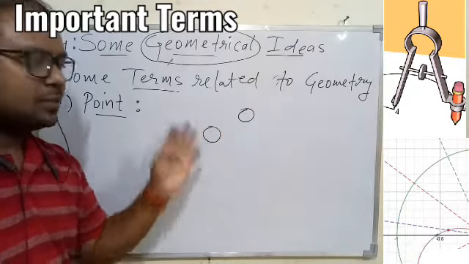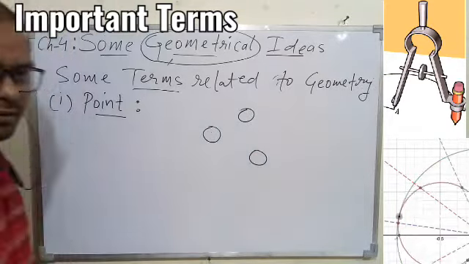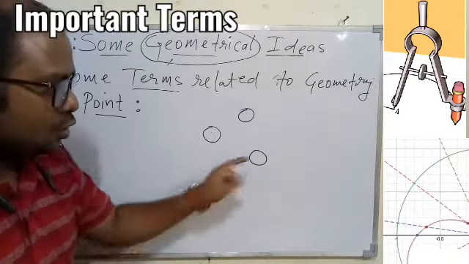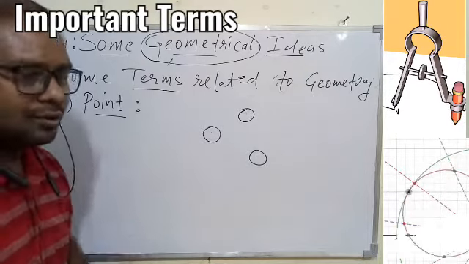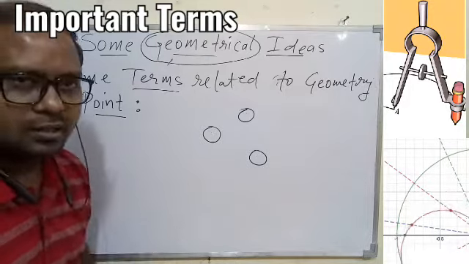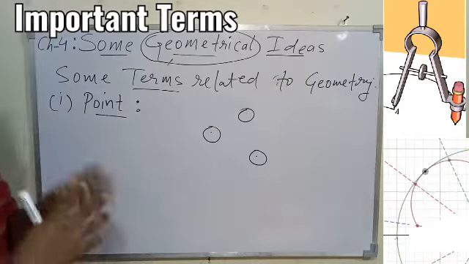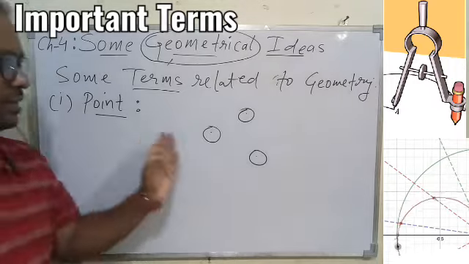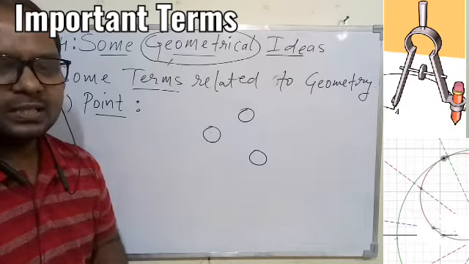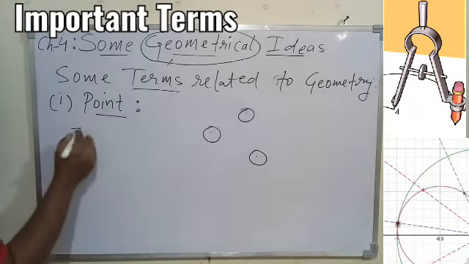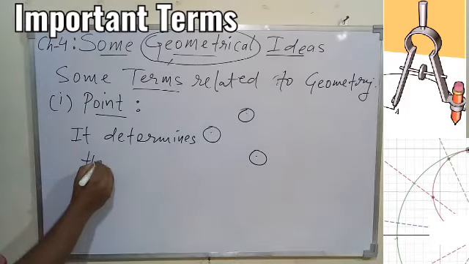So these two points are basically showing you two different locations on the same board, whiteboard. If I see third point here, the third dot, this dot is basically showing you another location. So this way we can have infinite number of dots on this board, and each dot will give you a particular location, a particular place we can say on this particular board. So overall this is how we have to define the point. That is, point is nothing but a dot which basically shows the location on a given space. So briefly you can write down, that is, it determines the location.